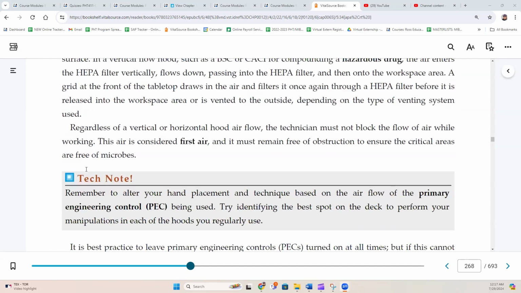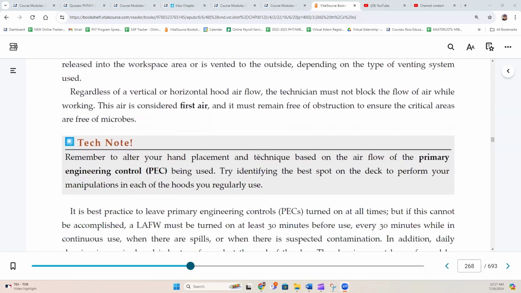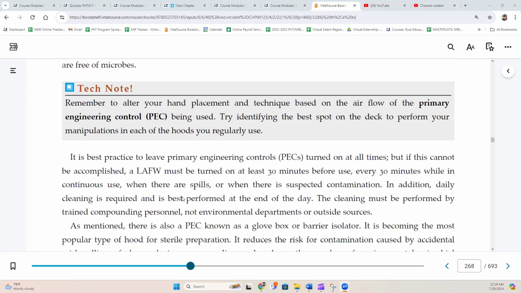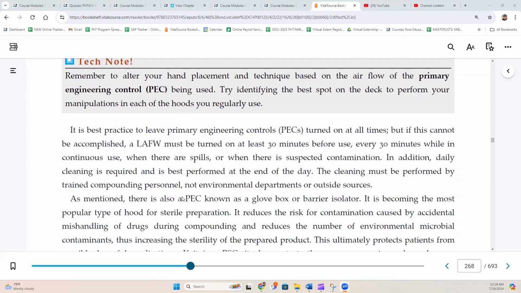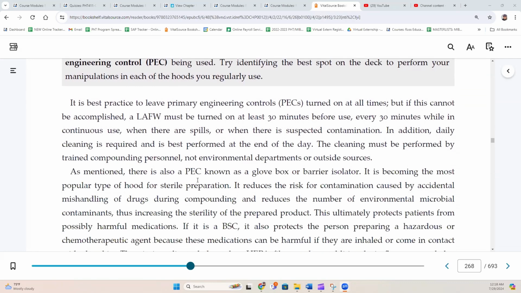Regardless of vertical or horizontal hood airflow, the technician must not block the flow of air while working. This air is considered first air and it must remain free of obstruction to ensure the critical areas are free of microbes. It is best practice to leave primary engineering controls turned on at all times, but if this cannot be accomplished, a LAFW must be turned on at least 30 minutes before use.